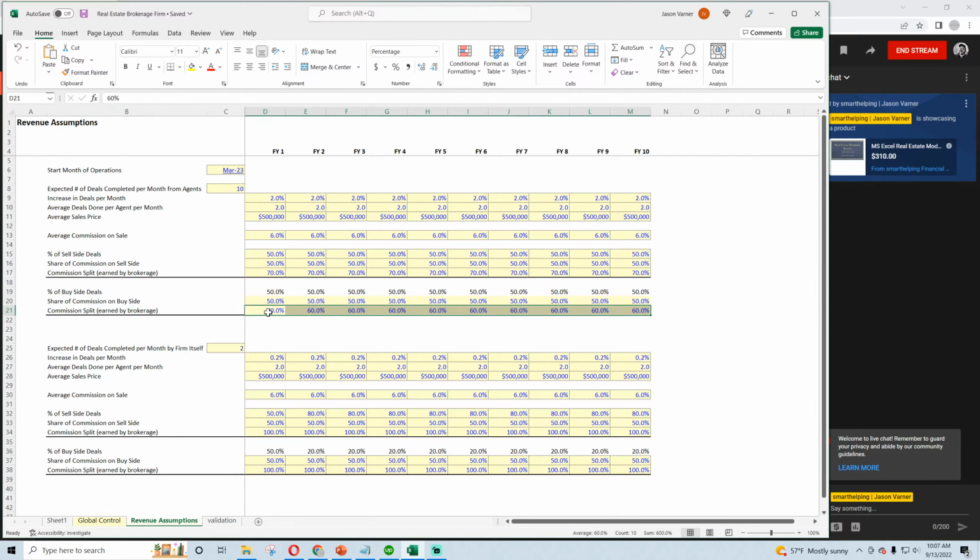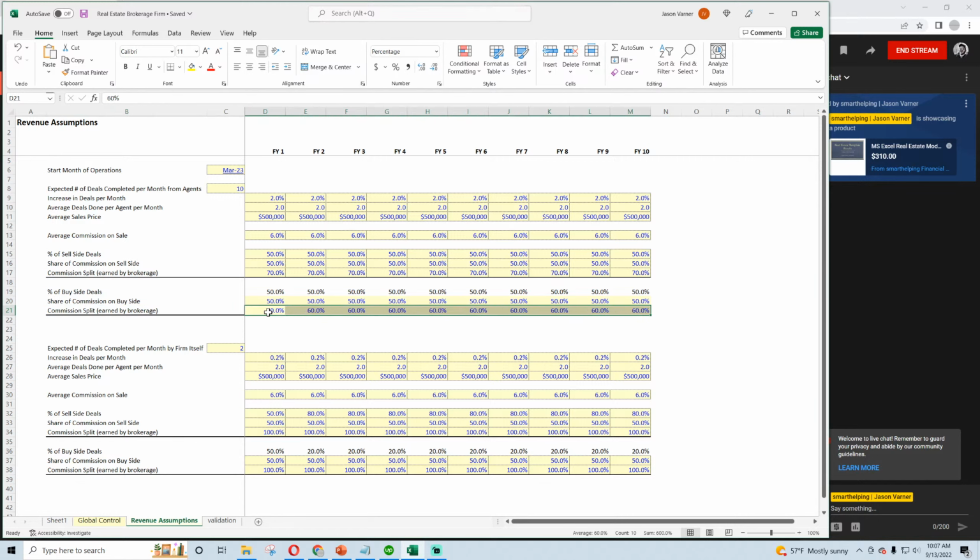Okay, so there's buy side volume. Total commissions. Again, this would be the same 6%. Yep, so 13. So we're saying this is the total commission on the deal, 225,000 are on all the deals.